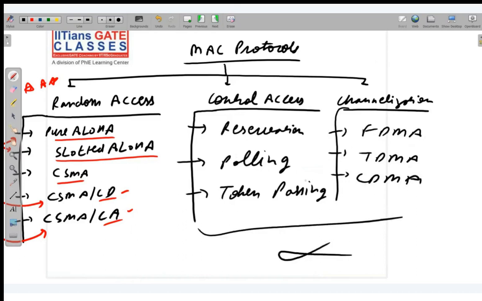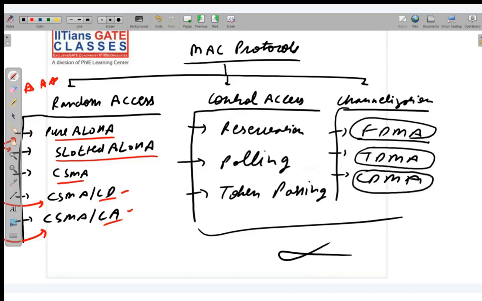If you want, I can give you the full forms. FDMA is frequency division multiple access. TDMA is time division multiple access. CDMA is code division multiple access. CDMA phones were coming, I think, 10 years back. And reservation, polling, and token passing are not in the syllabus.